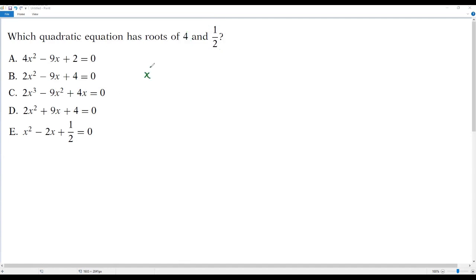Let me write the formula. That is x squared minus the sum of the roots times x plus the product of the roots equals 0. So we can use this formula to get the quadratic equation.